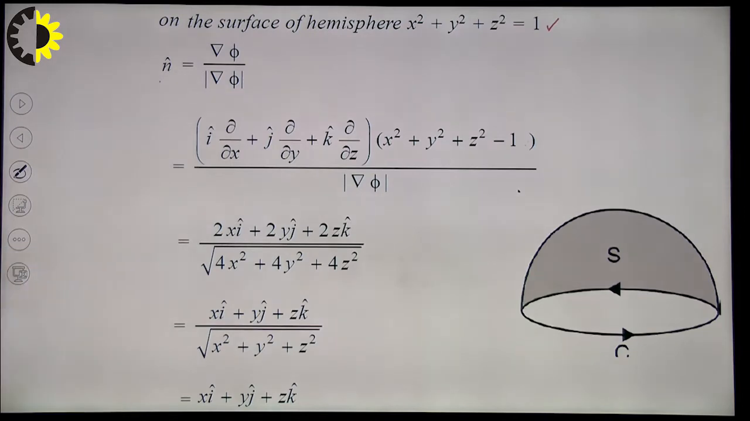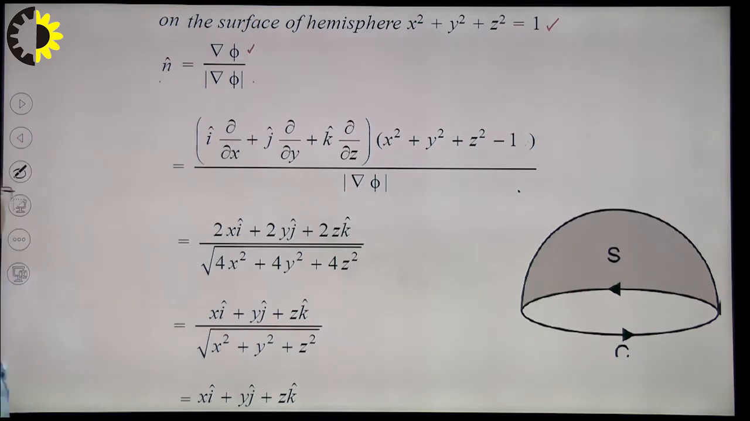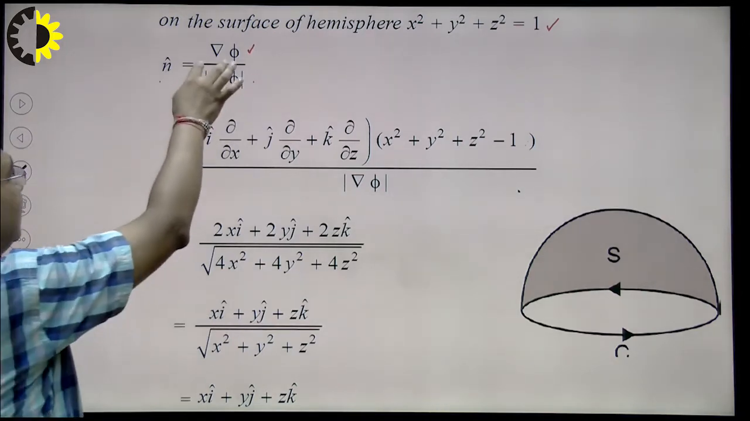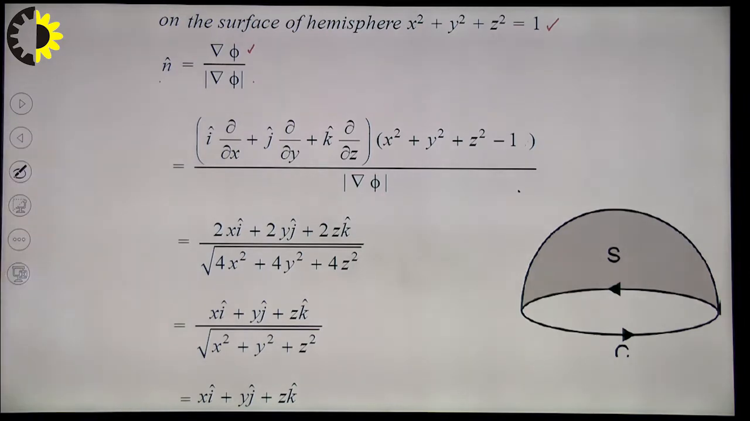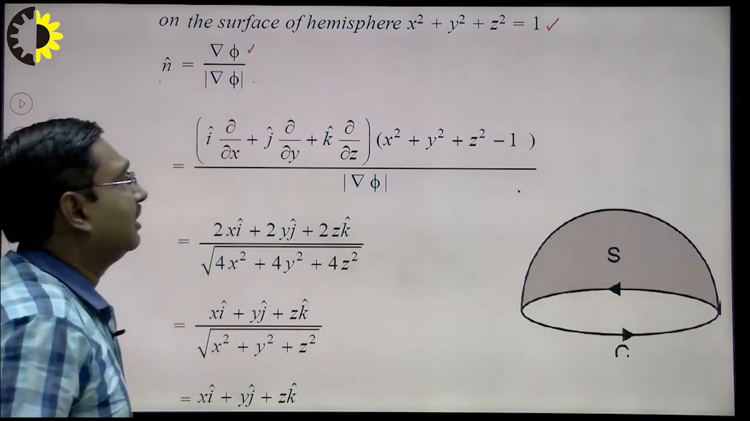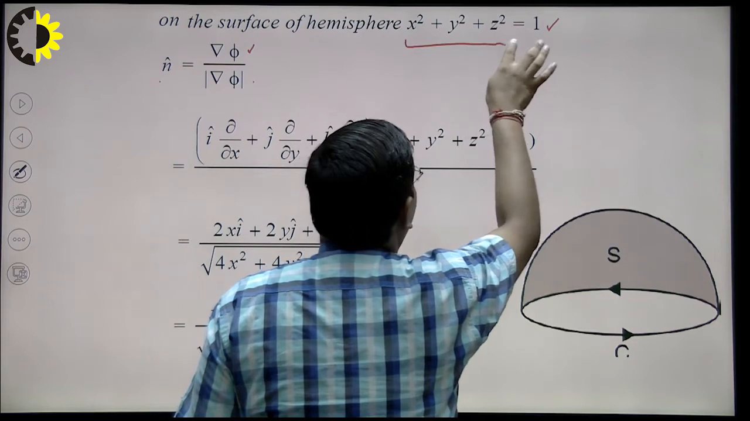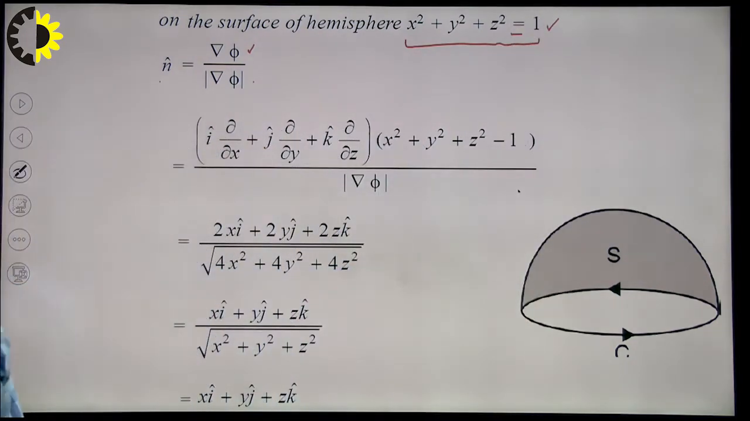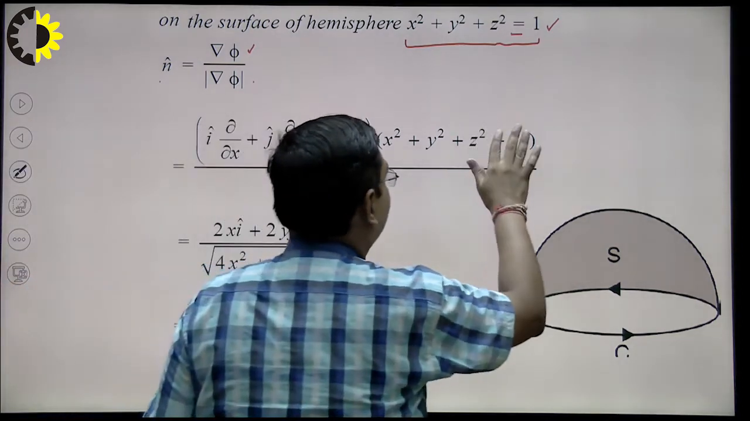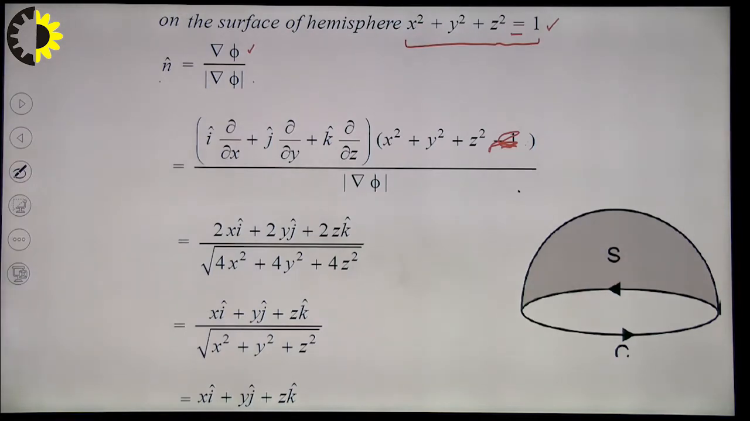The normal vector n cap is given by gradient of phi upon mod of gradient phi, because grad phi is a normal vector, and to find a unit vector I need to divide a vector by its modulus. To find phi, this surface will be used, and x square plus y square plus z square minus 1 can be taken as phi. If I take simply x square plus y square plus z square, it will mean the same thing.